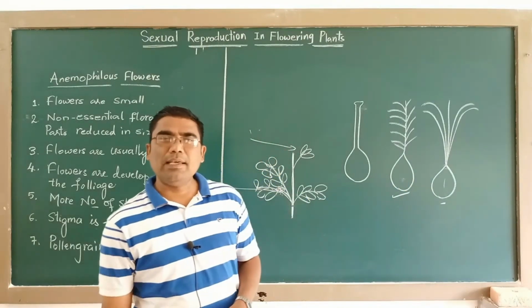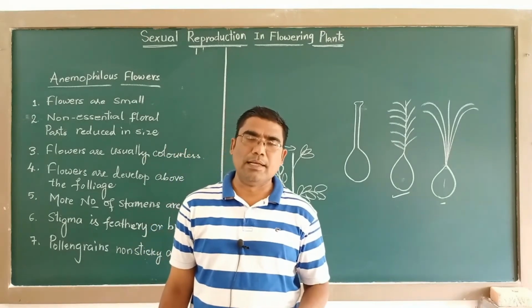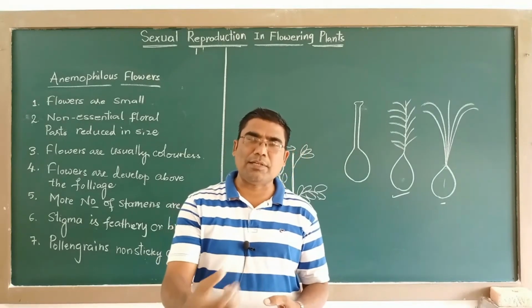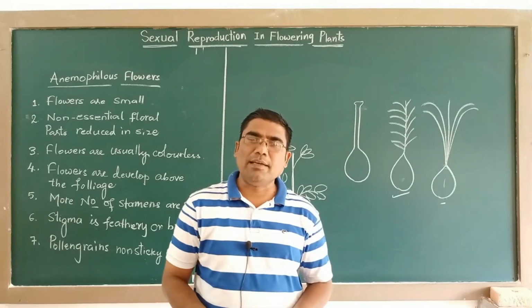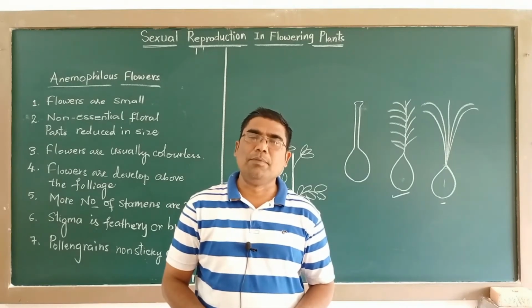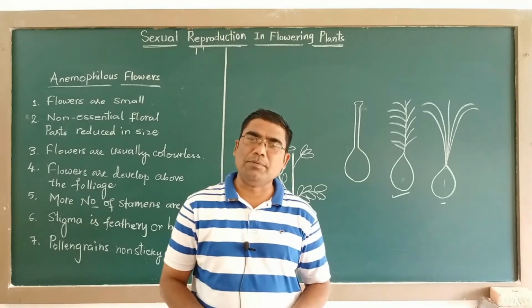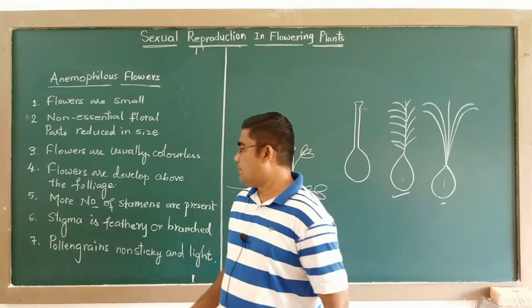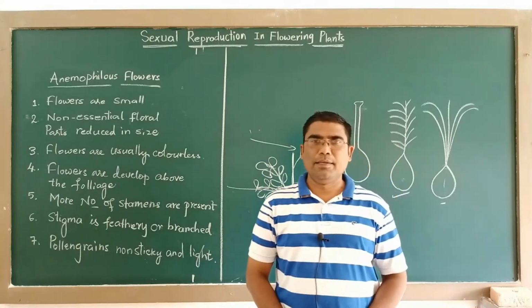A very good example is observed in maize cob. A very common plant, I think you have observed that. This maize cob has a hairy structure. That hairy structure is nothing but a branched stigma. Due to the presence of such branched stigma, this plant very easily captures the pollen grains from the wind.